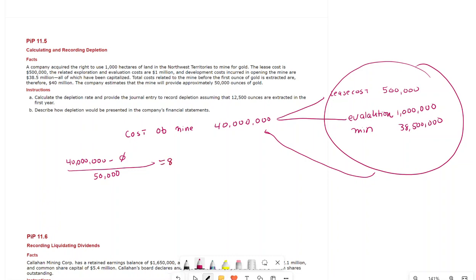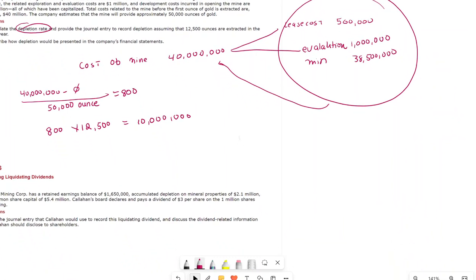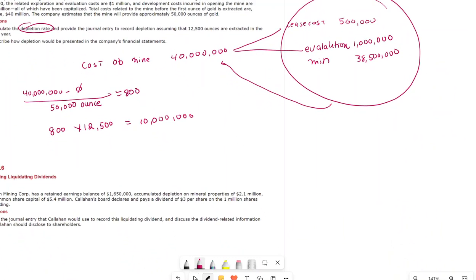So this will give me the depletion rate per ounce. How much did we extract in the first year? We extracted 12,500 ounces of gold. So what we will do is we have a depreciation of $10 million. When we're using a depletion method, we do not debit the depreciation expense. What we're going to do is we will debit the inventory, and then the credit will be your accumulated depreciation, and that will be for the $10 million.